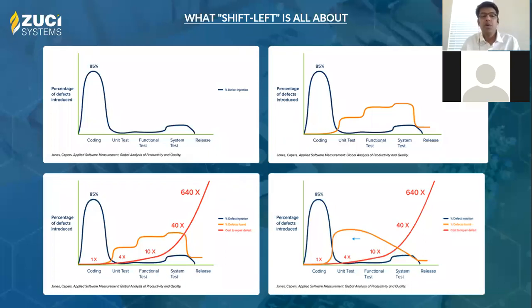Because when you are coding, you don't have any infrastructure ready. You don't have your environment ready and things like that. So naturally, only after a certain phase, you have things ready. And that is when you start testing. So you start finding defects later in the cycle.